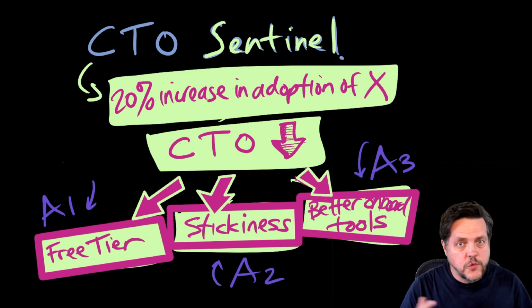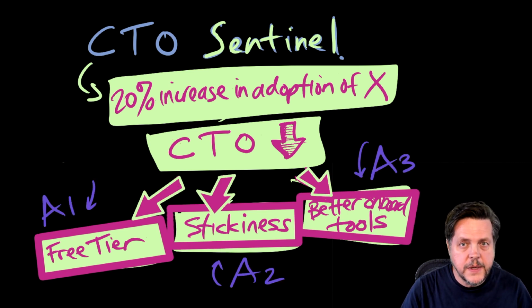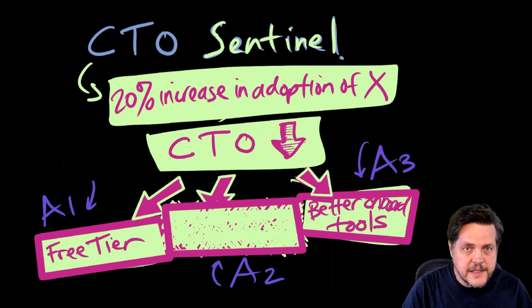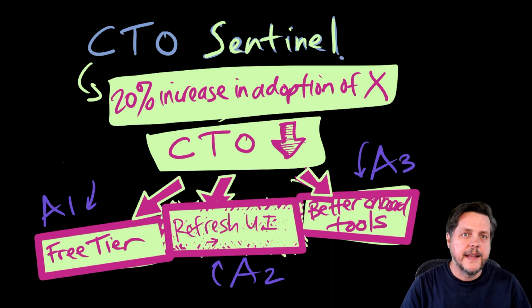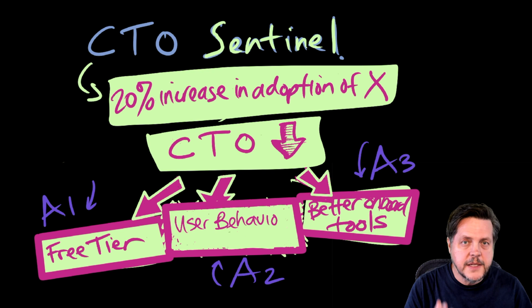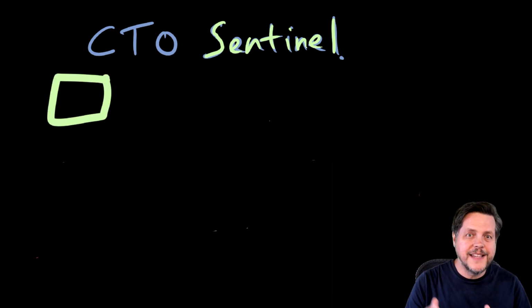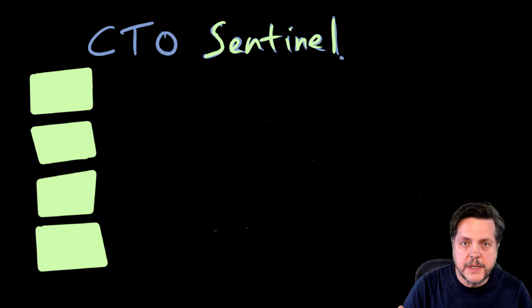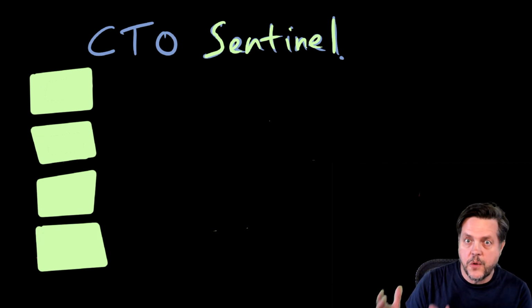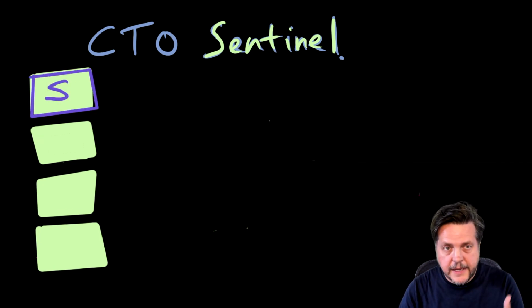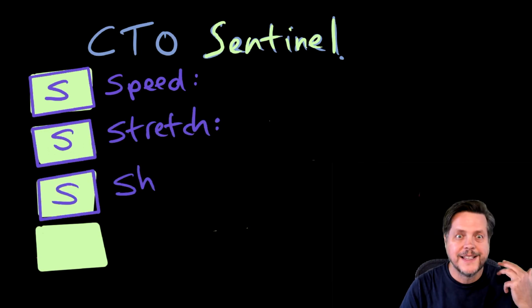By the way, it's okay to wrestle through these actions with the C-suite, and in this case, they decide that stickiness is too vague, and it gets replaced by implementing user behavior analytics. So next up, the CTO Sentinel breaks down the responsibilities of the CTO into 4 sentinels: speed, stretch, shield, sales.